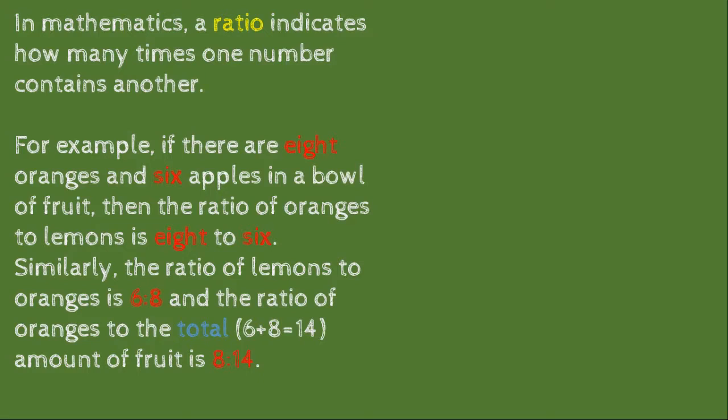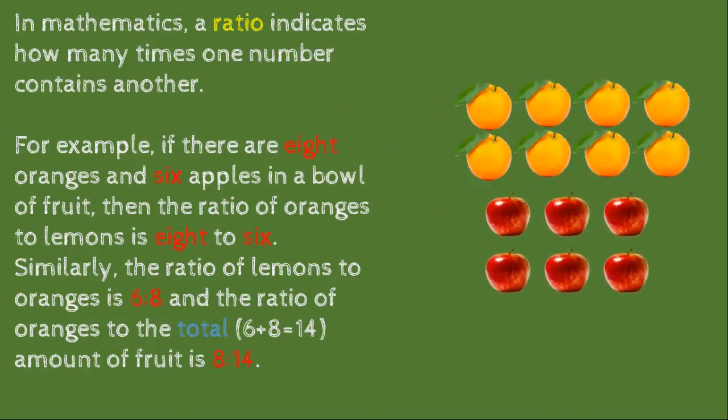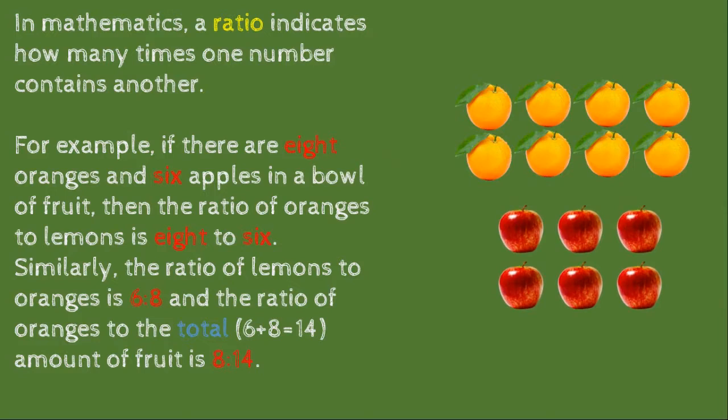For example, if there are 8 oranges and 6 apples in a bowl of fruit, then the ratio of oranges to lemons is 8 to 6. Similarly, the ratio of lemons to oranges is 6 to 8, and the ratio of oranges to the total amount of fruit is 8 to 14, 14 being 6 plus 8, the total which is 14.